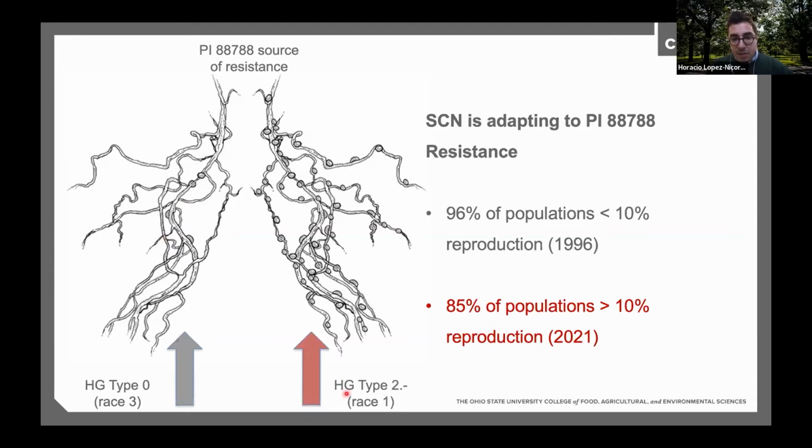So now our population, HG type 2 or race 1, is able to reproduce on PI 88788 above that 10% compared to a susceptible. And now from different surveys across the different states in the north central region, we know that more than 85% of the soybean cyst nematode population actually can reproduce to some level on that PI 88788. So this is a problem that we're seeing. Some populations can reproduce more than others, so we can still benefit from this resistant source.